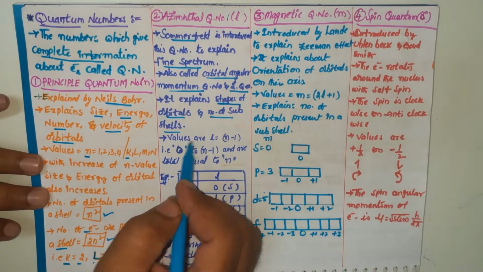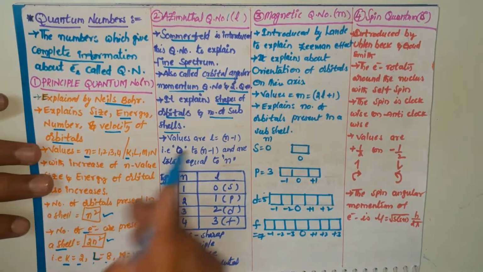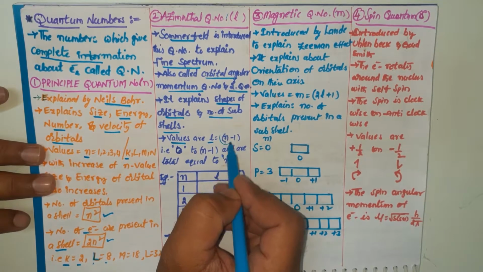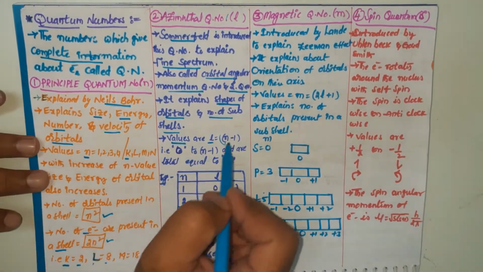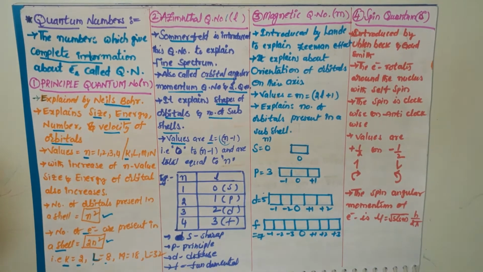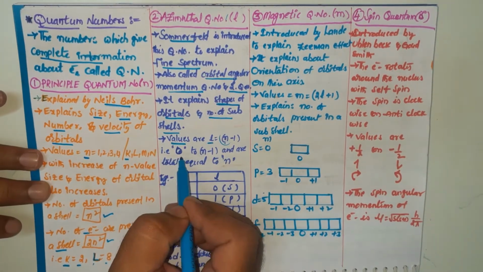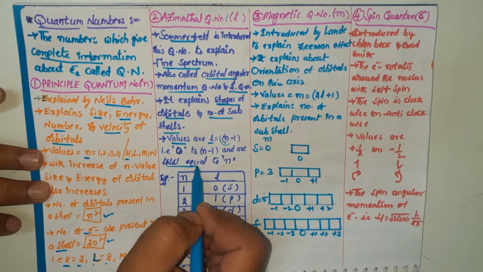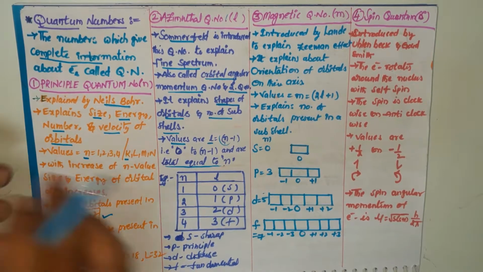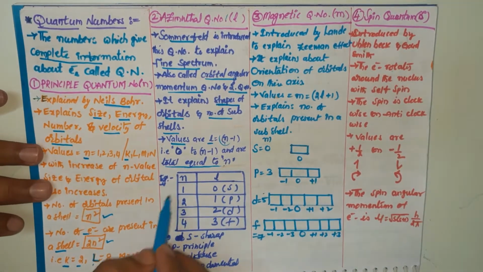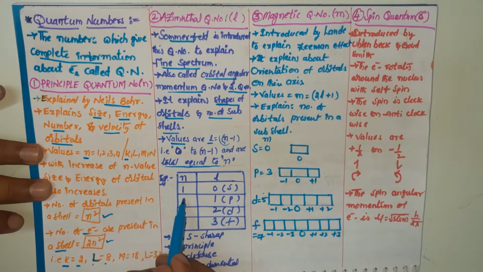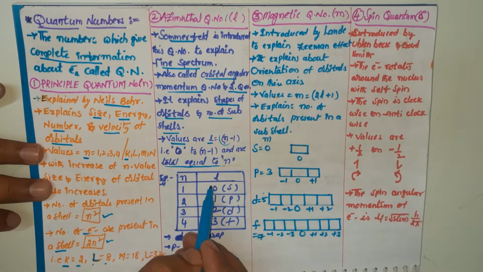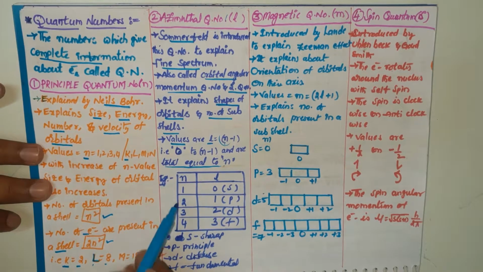Okay, what are its values? The value of l is n minus 1. What is n? The principal quantum number. The l values always range from 0 to n minus 1, and the total number of values equals n. Take an example: n is equal to 1, 2, 3, 4. We know that. Then l is equal to n minus 1, so l is 0, 1, 2, 3.